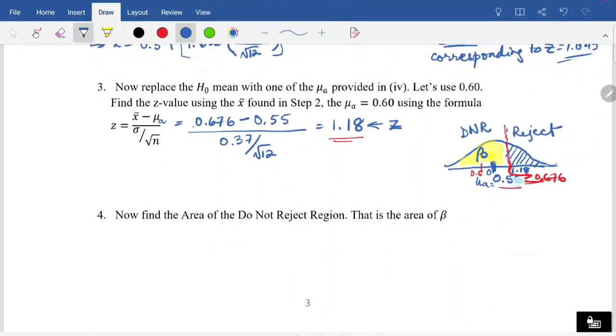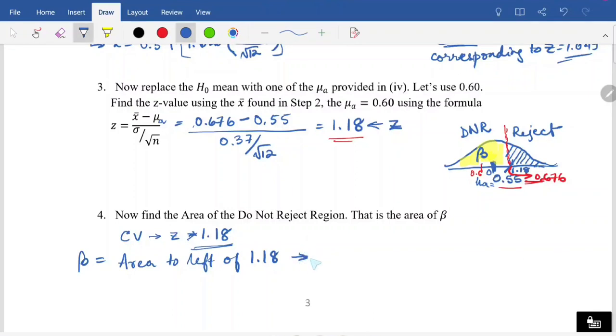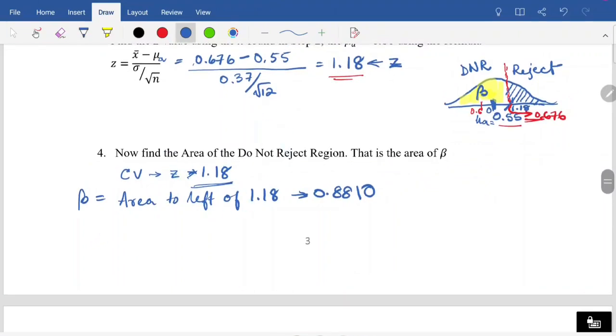Once we have our z value of 1.18, the next step is to find the area of the do not reject region. The do not reject region has a cutoff of 1.18, the new critical value, and beta is the area to the left. So if you consult your table 2, which always gives area to the left, just find the area corresponding to a z value of 1.18. That's what beta is for this particular problem. Area to the left of 1.18 is 0.8810.